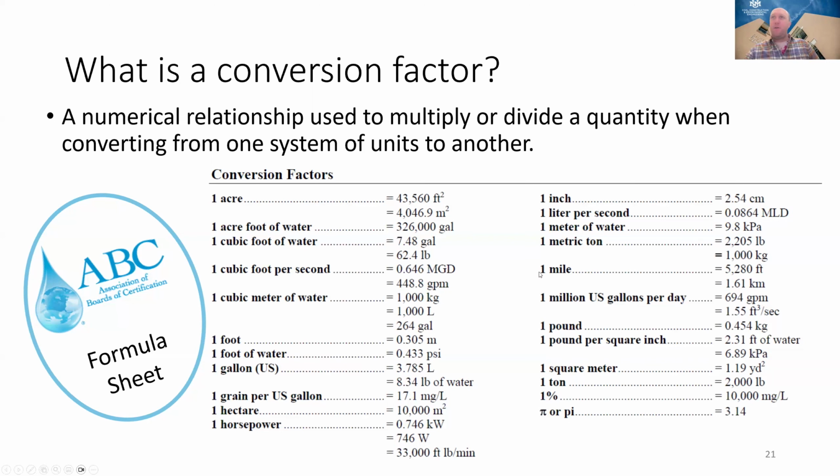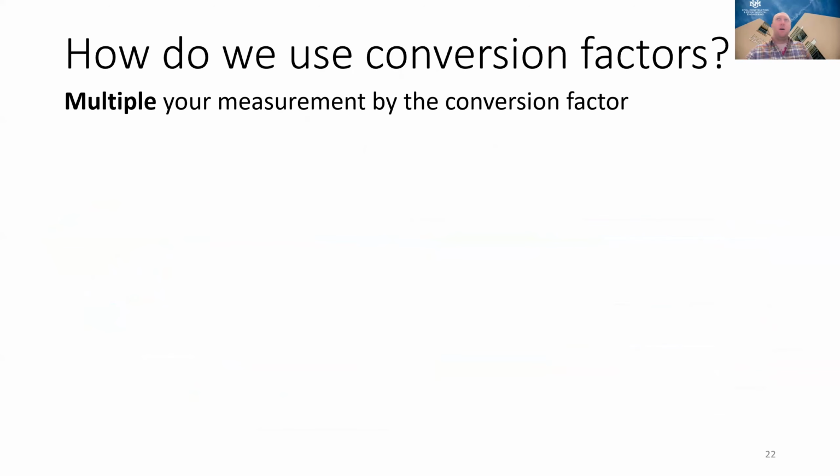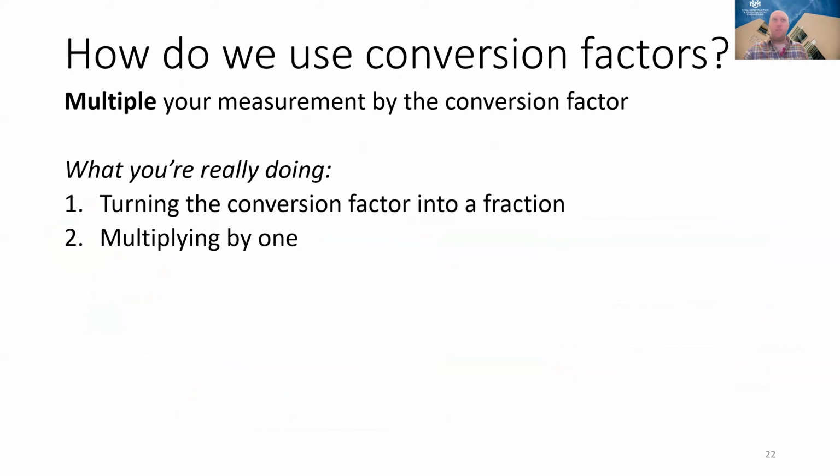So if you want to go from miles to feet or anything you want to do, you can just use one of these numbers and you either divide or multiply that. But what are you actually doing and how do you know whether you divide or you multiply? Okay, so you're multiplying your measurement by the conversion factor, but what are you really doing? These conversion factors, you can really think of them as a fraction, and then you're multiplying them by 1.